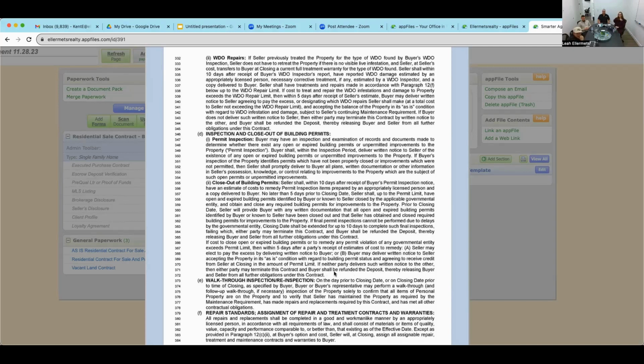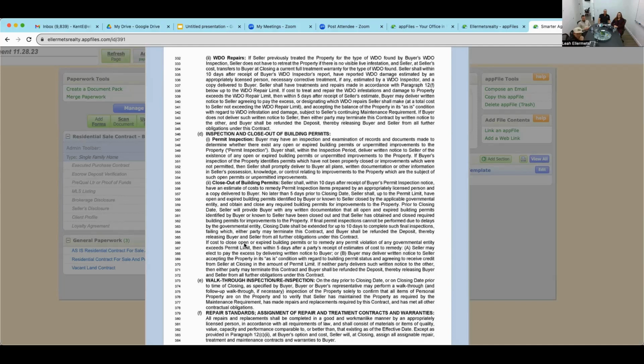If either party delivers such written notice to the other, then either party may terminate this contract and buyers shall be refunded the deposit, thereby releasing the buyer and seller from further obligations. I missed that little bit, written notice of what? I think written notice of being unwilling to do those additional repairs that are above that amount. Okay. Well, let me back up.